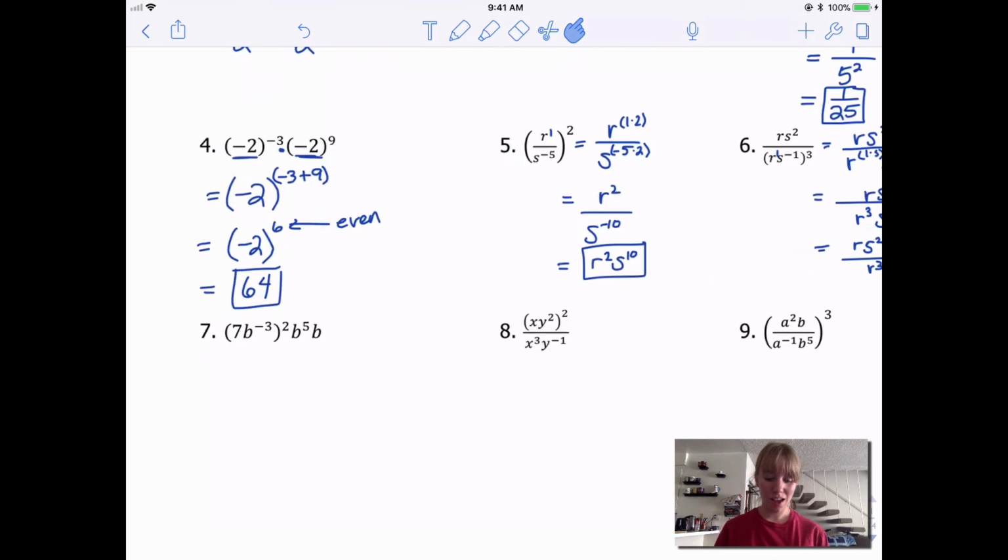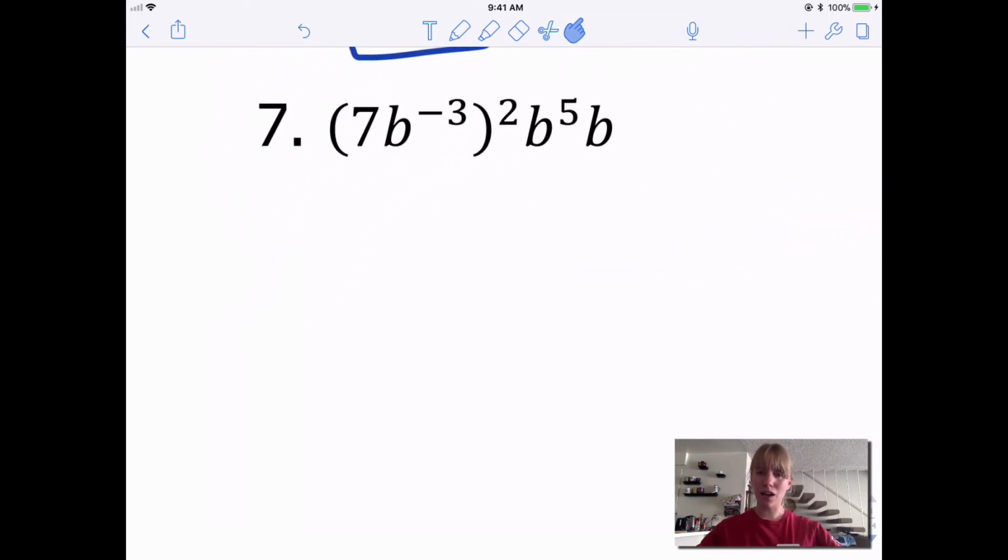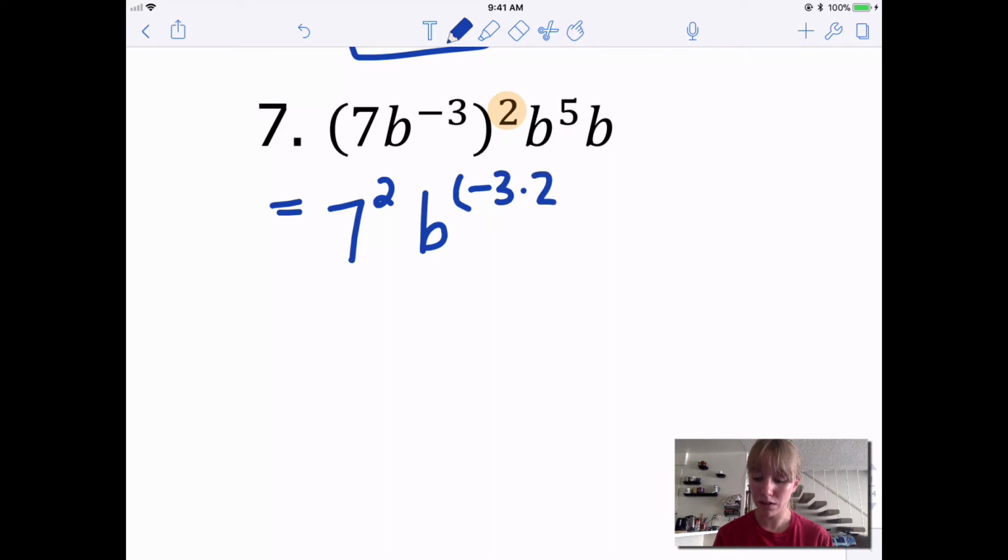Okay, a couple more. Number 7. I've got to decide kind of what to do first here. If you see parentheses, that's probably a good place to start. So I notice that I have this 2 as an exponent with parentheses. I know that my 2 has to apply to everything inside those parentheses. So I'm going to have a 7 squared. And then a b, a power raised to a power, I multiply my powers. So I go negative 3 times 2. And then I haven't done anything with the b to the 5th yet. Or the b, I'm going to put a 1 on there because anything just one time is raised to the 1st. Now we can simplify.